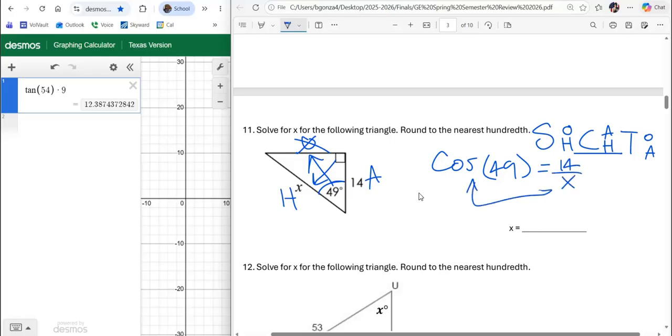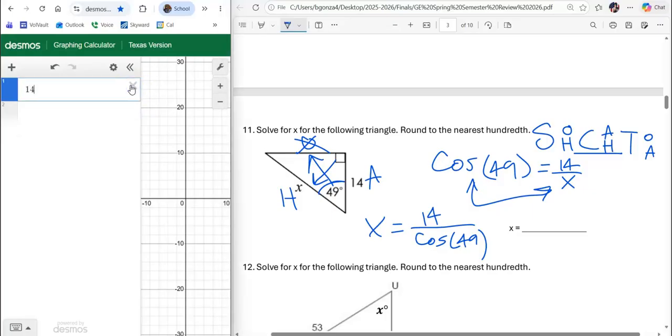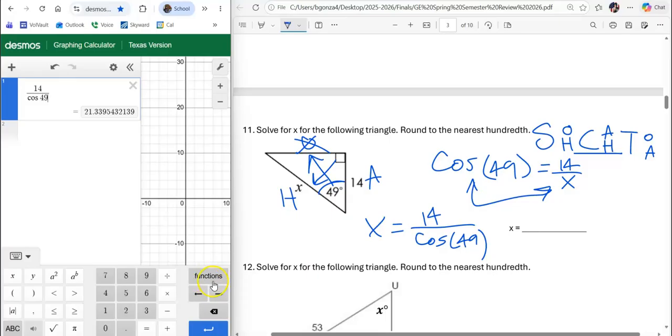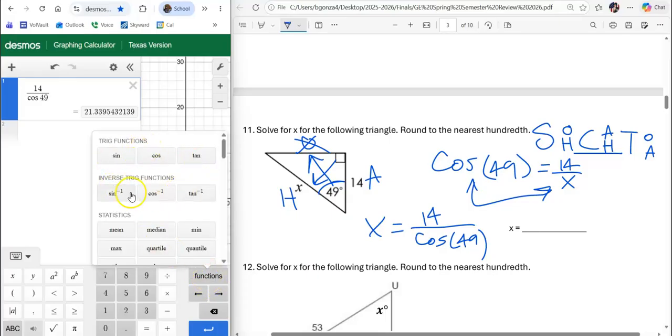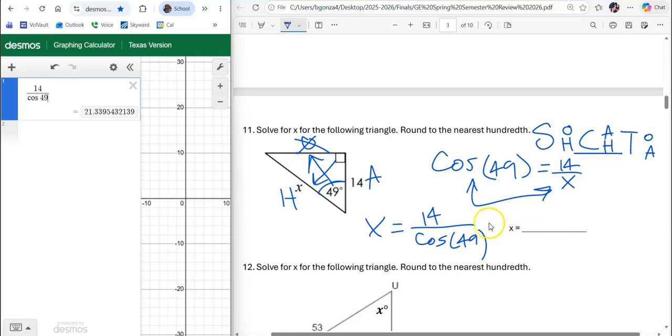So remember, you can switcheroo this and this. So you get X equals 14 in the numerator, cosine 49 goes to the denominator. 21.339. By the way, to get to trig, you can either just type it out, or remember, you click on functions, and you got your trig and inverse trig here. Anyway, so to the nearest hundredth, 339. The 9 makes the 3 go up, 21.34.